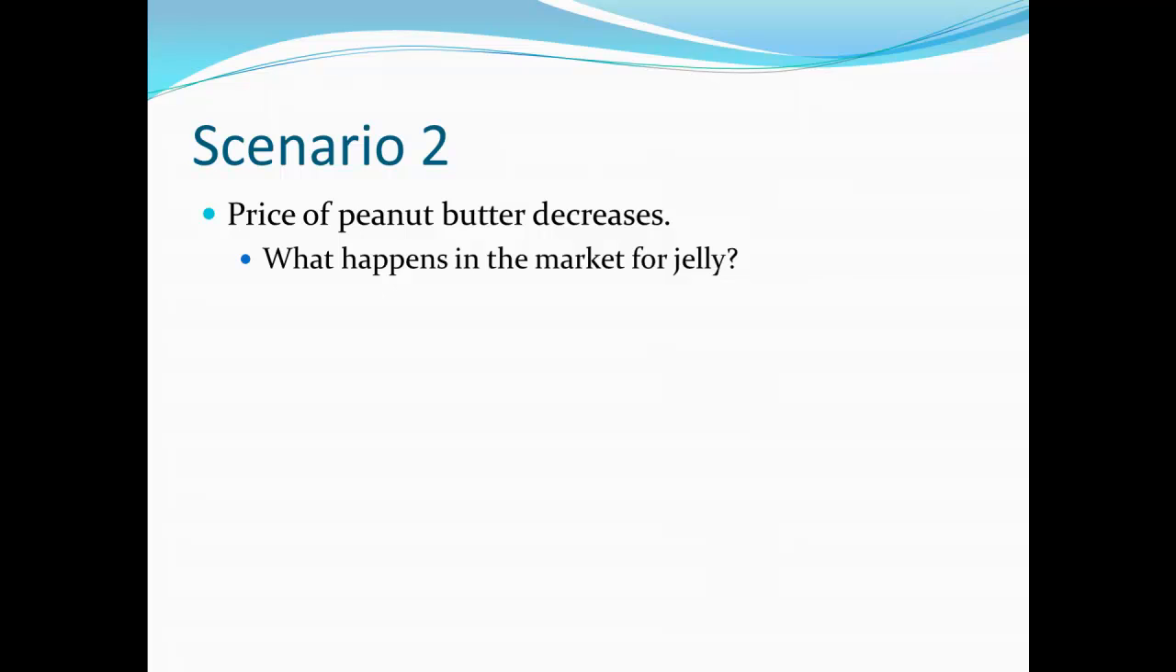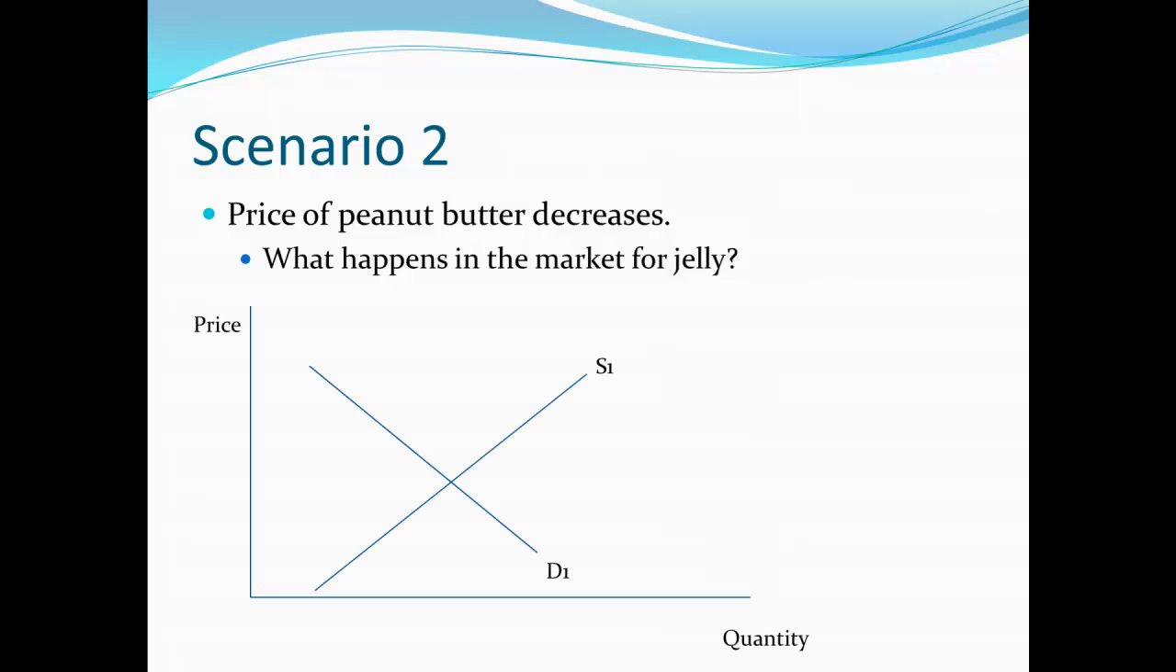Let's consider another scenario. In this case, the price of peanut butter decreases. The question then is what happens in the market for jelly. So first, let's draw that starting graph. We have supply, we have demand, make the X. Remember, demand is downward sloping, supply is upward sloping. Right? Price on our vertical, quantity on our horizontal.